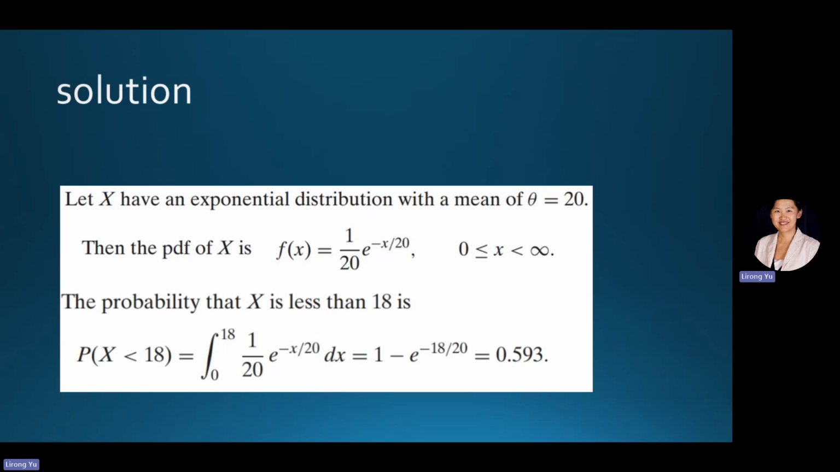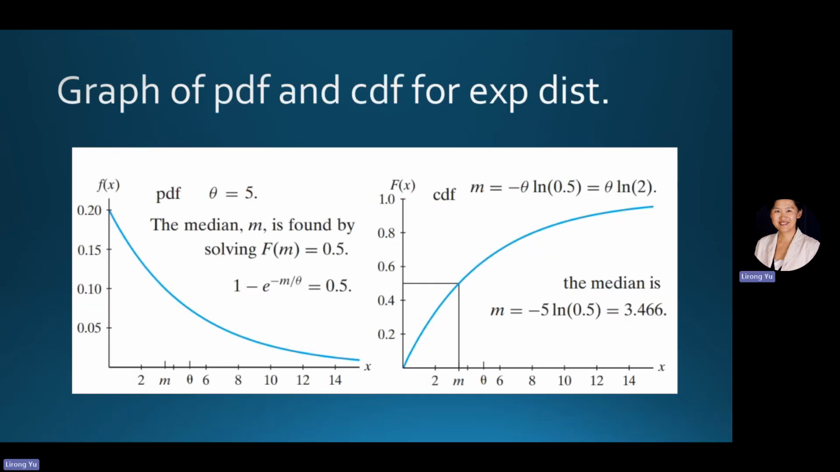So that's the calculation of using the exponential distribution function formula to calculate the probability that the waiting time is less than 18. And this is a comparison between the CDF and the PDF of the exponential distribution. It is a distribution with e to the negative exponent, so the density function is a decreasing function. And also because the area below the density function is probability.